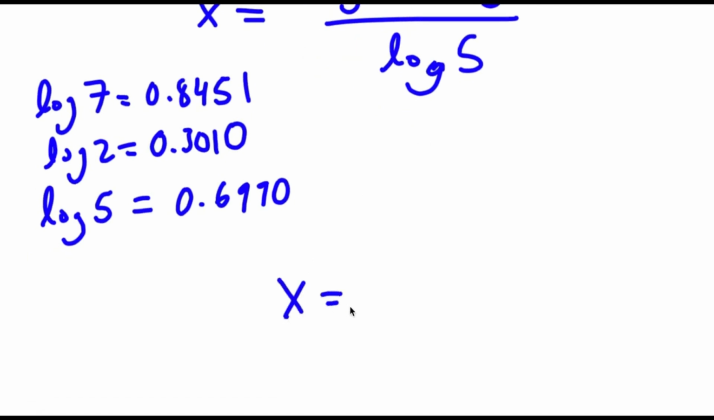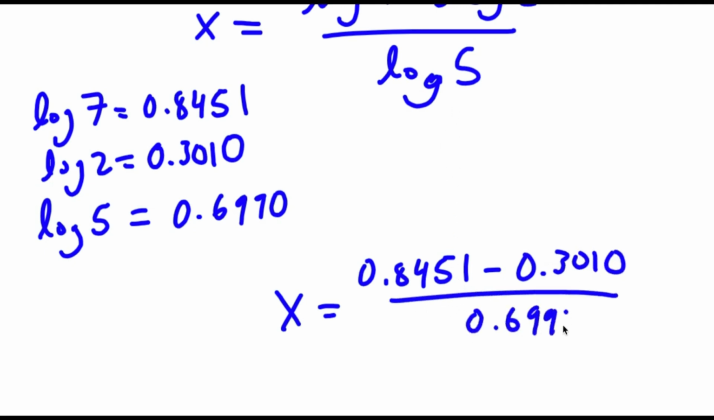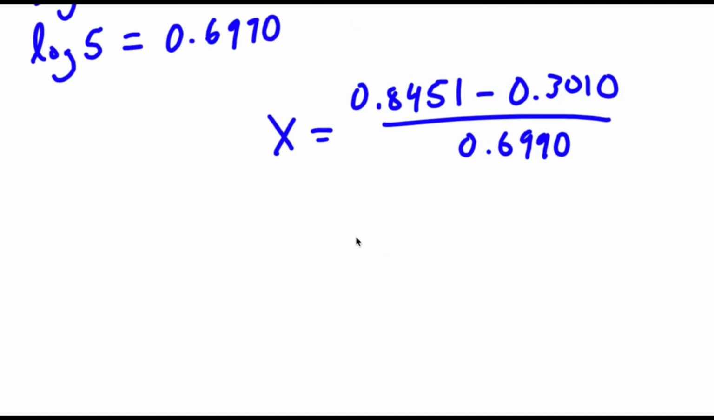So I have x is equal to 0.8451 minus 0.3010, and I have this over 0.6990. So if we simplify all of this, we get that x is equal to 0.7784.